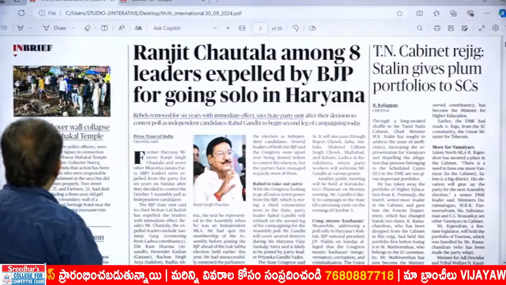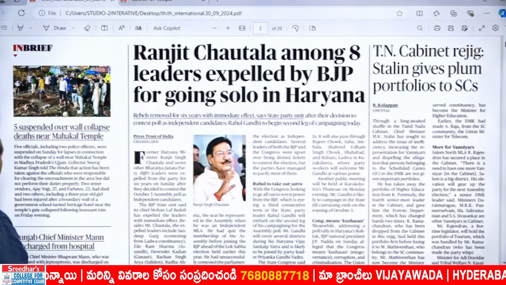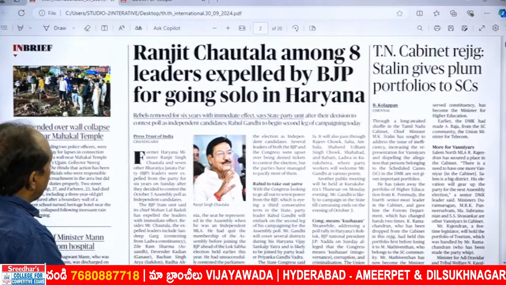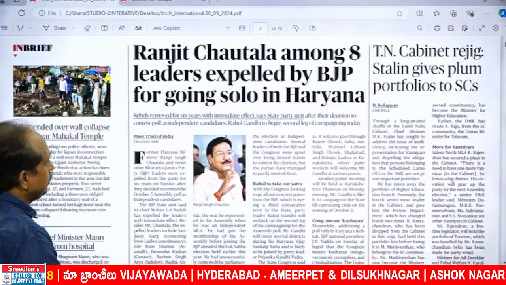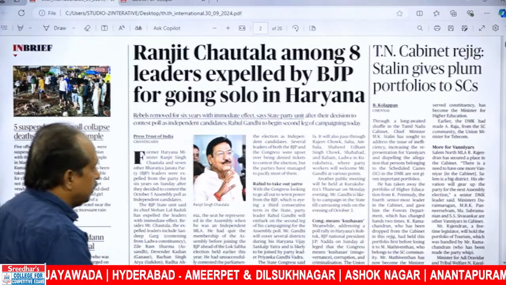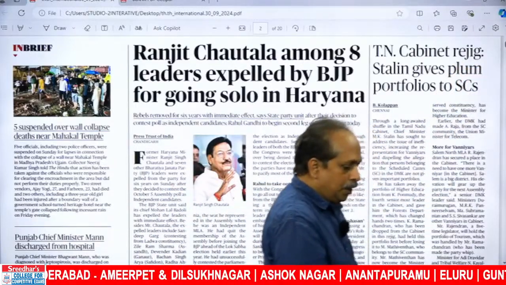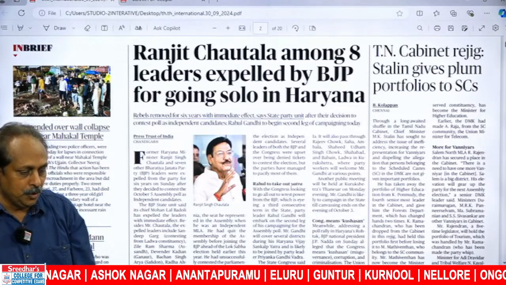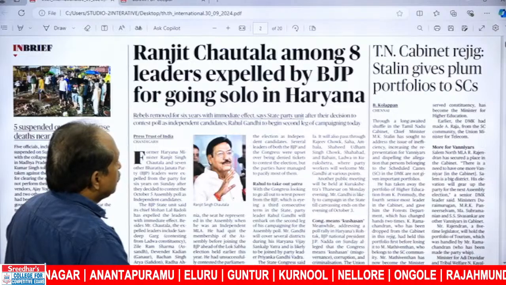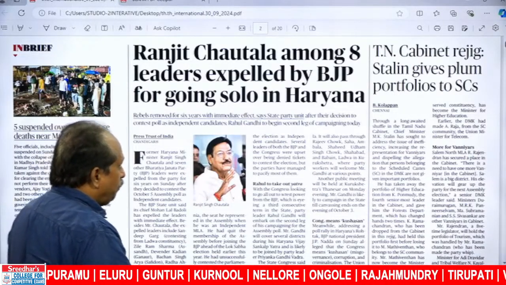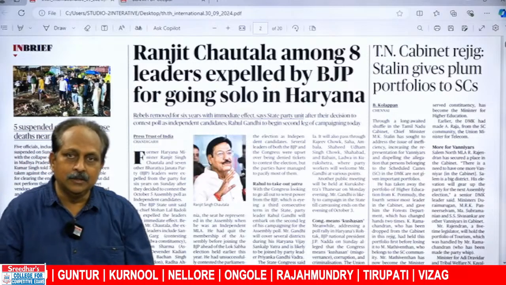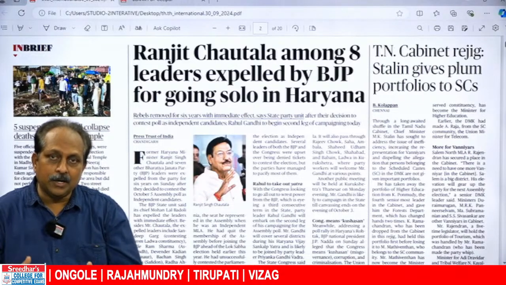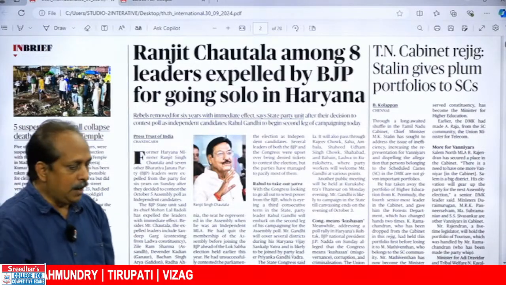Coming to states, 5 suspended over wall collapse deaths near Mahakal temple. Simple words. Ranjit Chautala among 8 leaders expelled by BJP for going solo in Haryana. Already have read the snippet. Tamil Nadu cabinet rejig. What is the meaning of the word rejig? Revamp, shuffle, to reshape, rejig. We have got this word a few times, if you guys remember. Stalin gives plum portfolios to SCs. Plum portfolio, that's an important expression. Plum is a fruit, you all know that. But here plum position, plum portfolio means an important one. That you have to know.